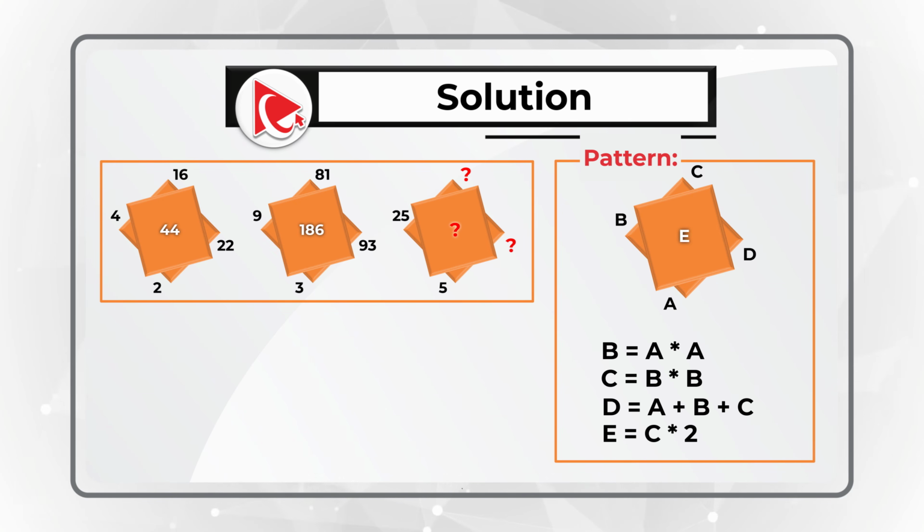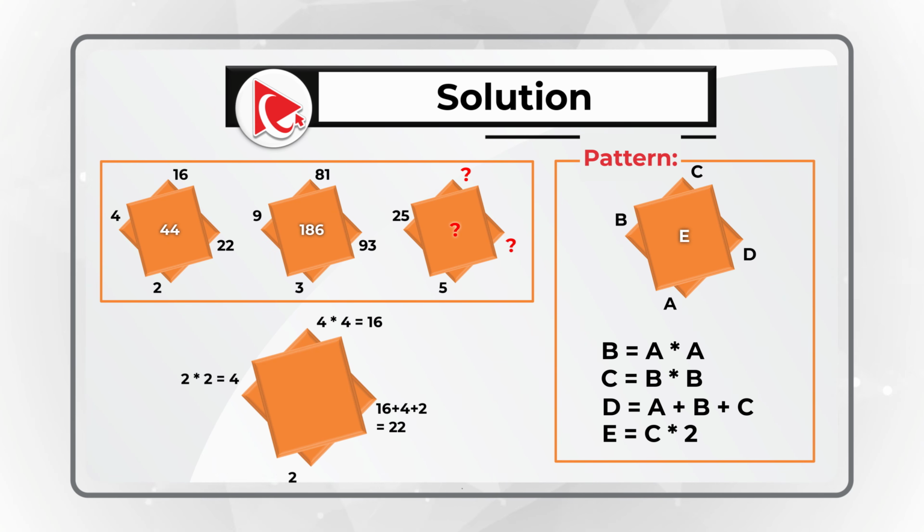Let's look at the example. If we look at the first set of diamonds, the number at the bottom of the diamond is 2. The number on the left is calculated as 2 multiplied by 2, which equals 4. The number on the upper side of the diamond is calculated as 4 multiplied by 4 and equals 16. Then the number on the right is calculated as 16 plus 4 plus 2 and equals 22. And then the number in the middle of the diamonds is calculated as 22 multiplied by 2 and equals 44.